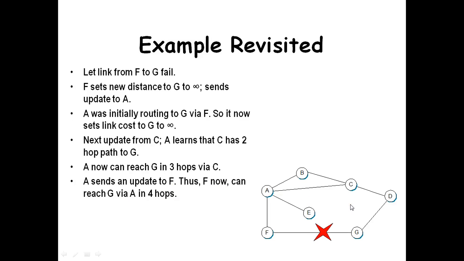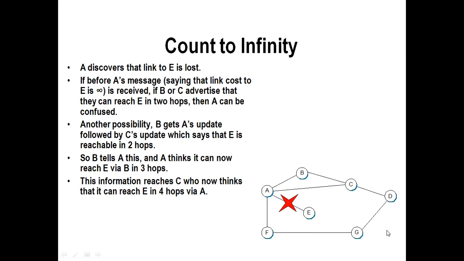What happens here is when the link breaks from F to G, the node C knows that G is 2 hops away from C, and F knows that C is 2 hops away from F via A. So node F gets a new path, that is through C: F to A to C, C to D, and D to G. That's 4 hops away.